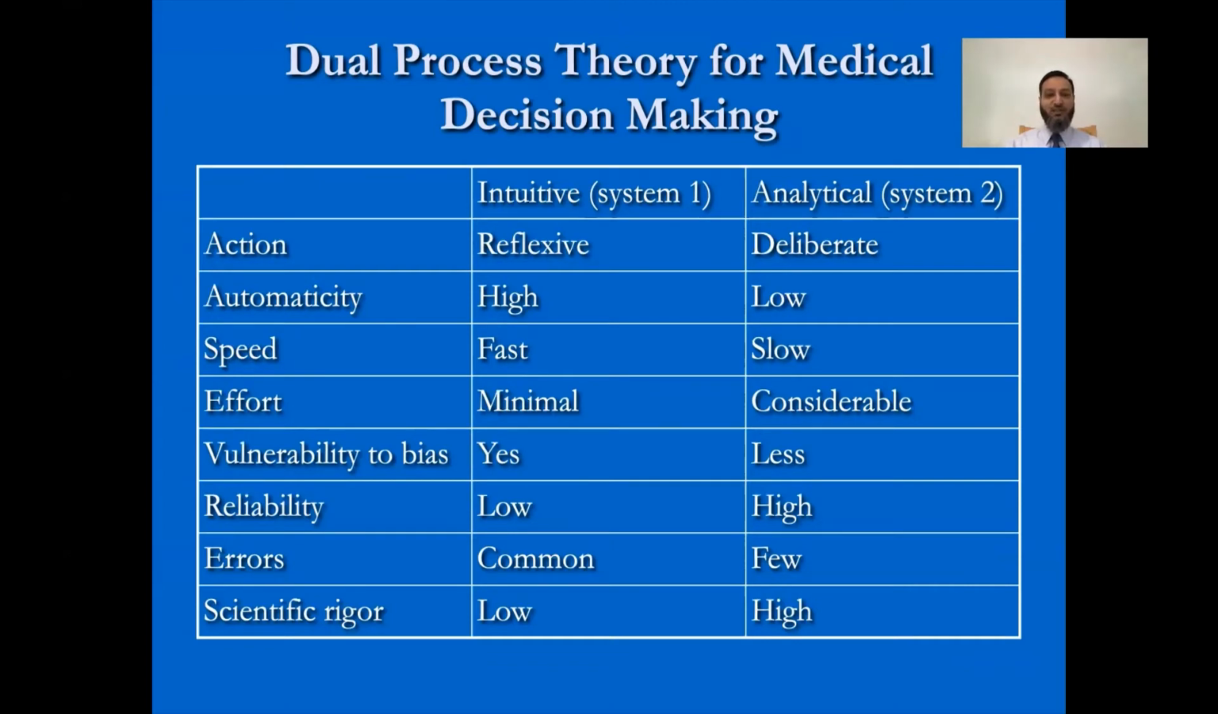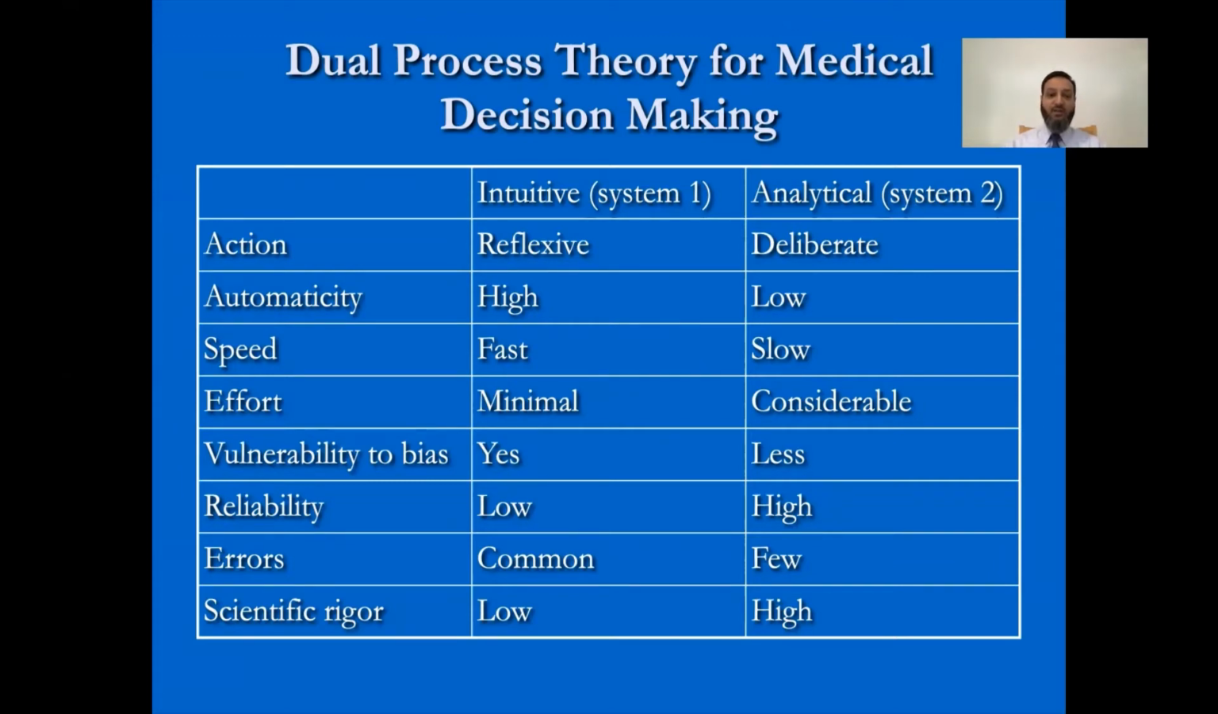So when you compare system one, which is intuitive, to system two, which is more analytical, there are differences. When it comes to action, intuitive is much more reflexive versus the analytical approach, which is much more deliberate. Intuitive system one is very high when it comes to automatic responses versus a low automatic response in system two. System one is much faster in thought processing, whereas system two is much slower. System one requires minimal effort because it is fast, automatic, and reflexive, versus system two, which requires considerable effort to think through what's going on with the patient.